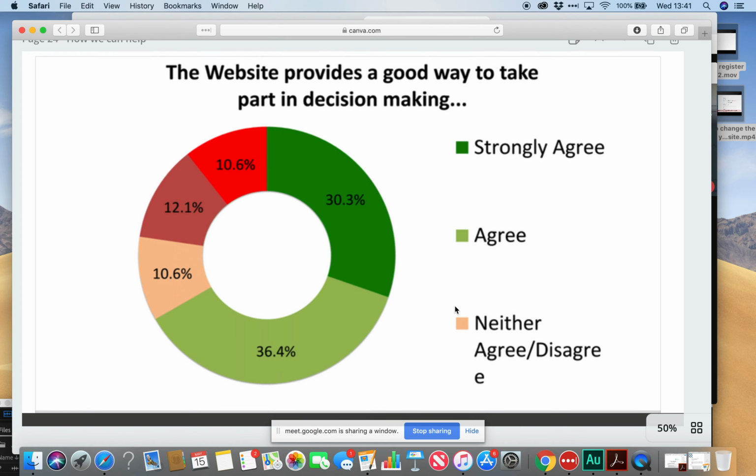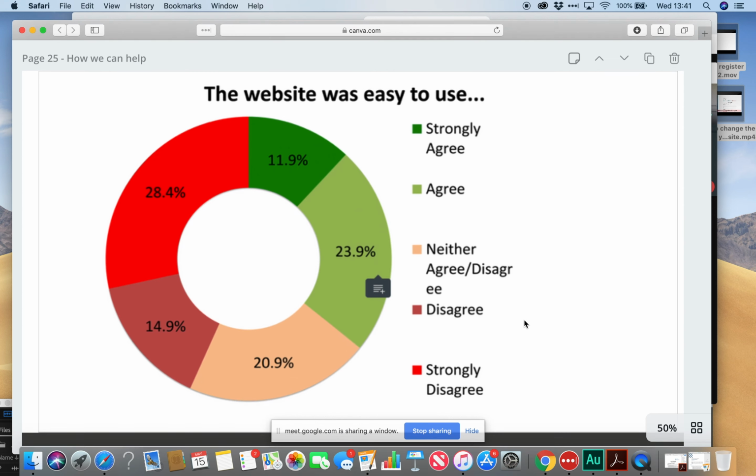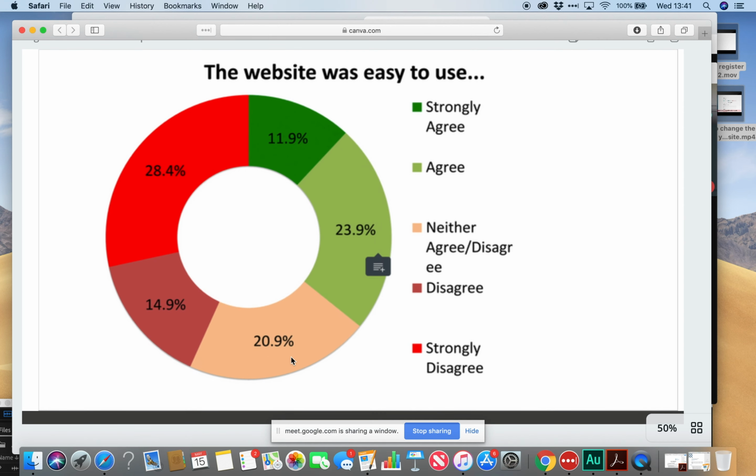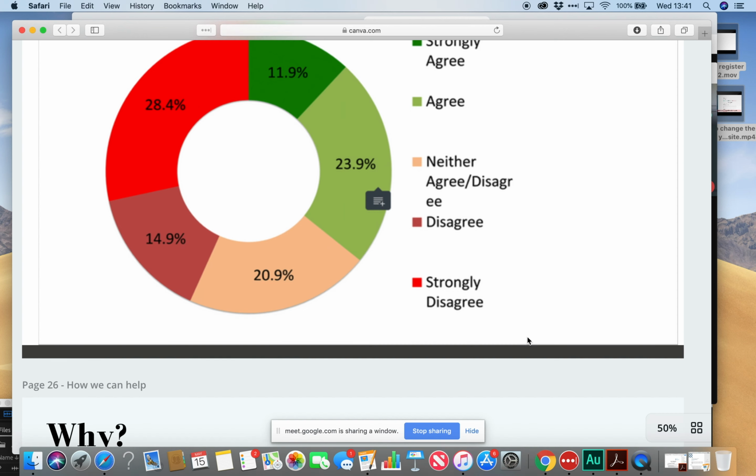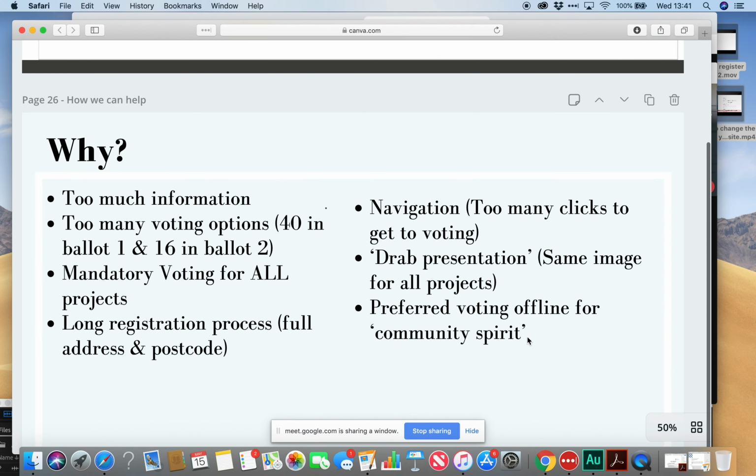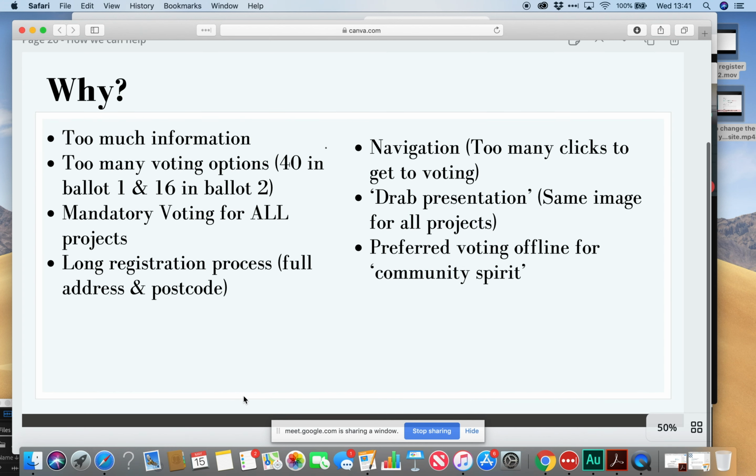Here is something that was a little bit of a flaw. So the website was easy to use. You can see here that maybe it wasn't so easy, and I'm going to talk a little bit about some of the reasons why that was. So basically, if you put too much information, that can put people off.